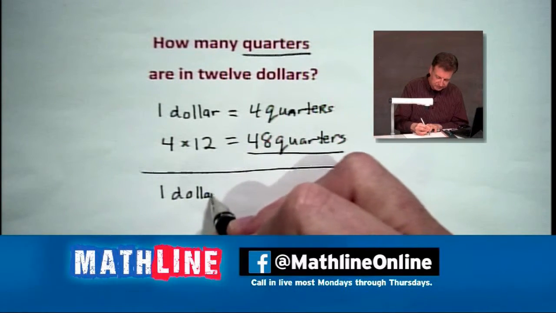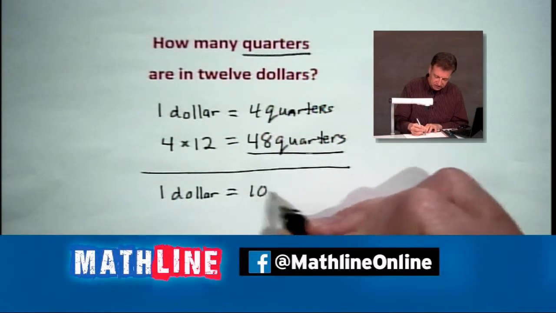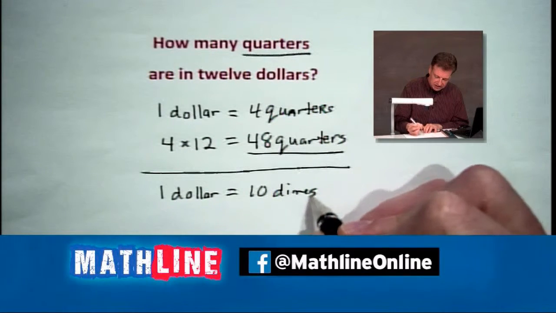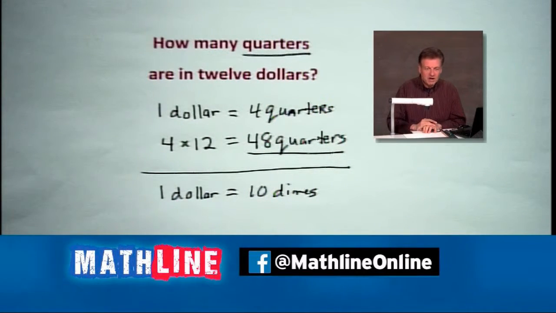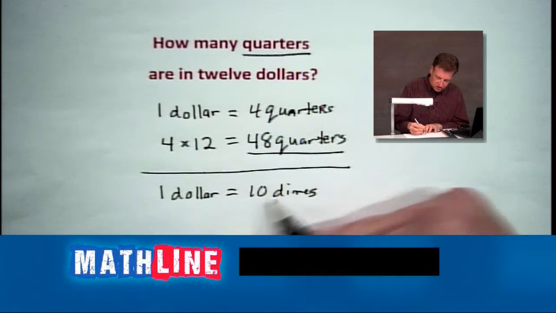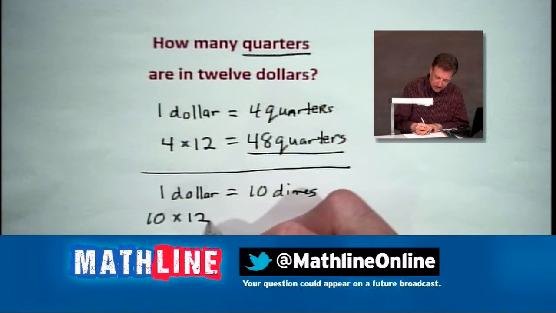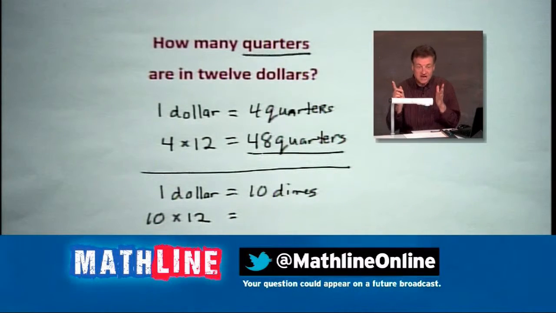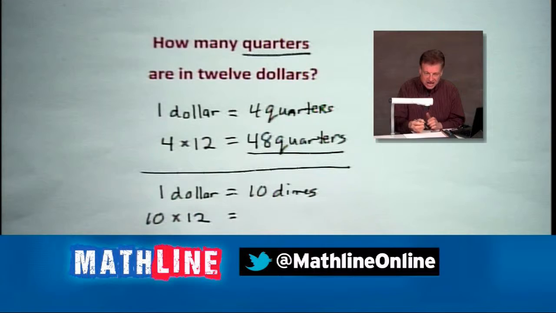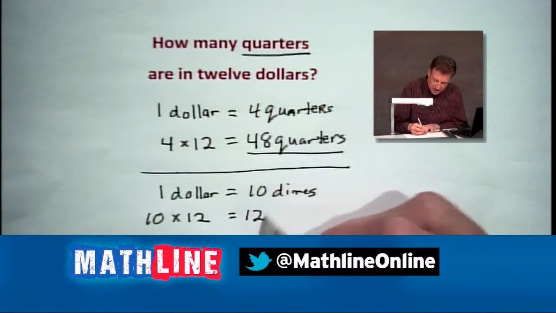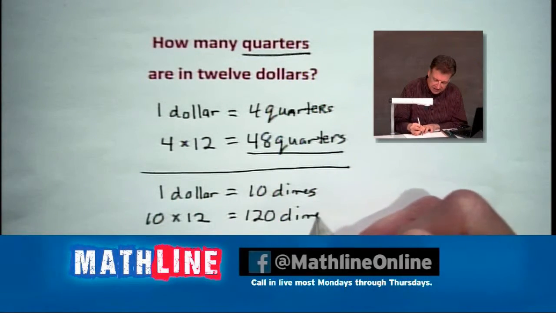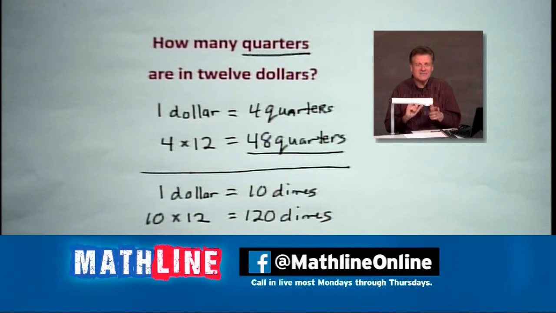$1 equals 10 dimes. All right. We want to know about $12. So we're going to take 10 times 12. Again, nice to know those times tables. And this one's really easy because all you've got to do is put 12 and add a 0, right? So it's going to give us 120 dimes. And life is good.